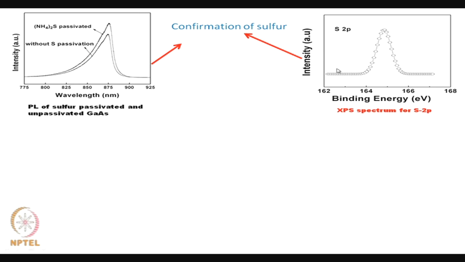Another confirmation that one can make is with the XPS, X-ray photoelectron spectroscopy. This is the XPS spectrum for S2p. On the x axis binding energy has been shown, and this is the characteristic binding energy for S2p. This is the confirmation of sulfur.